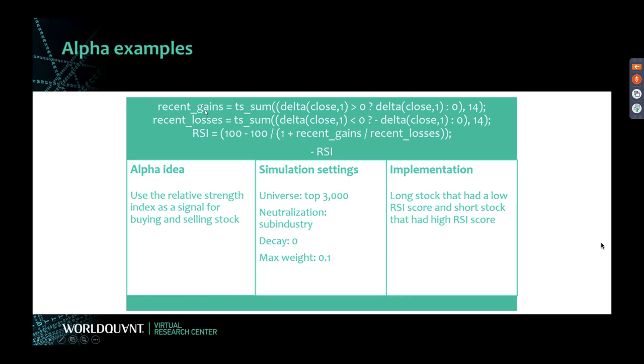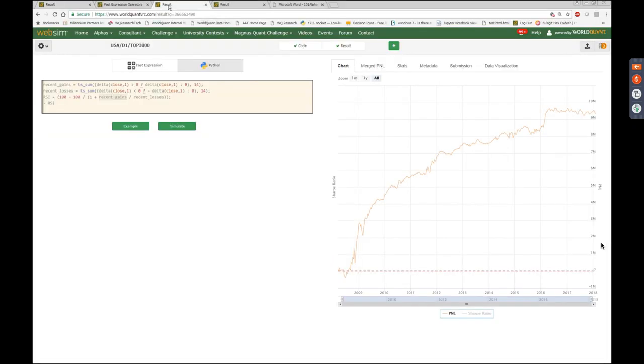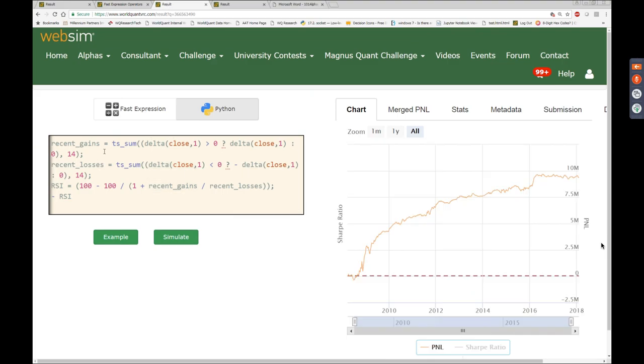So let's take a look at this on Websim. I already typed this because it's kind of long and already simulated it before, so we don't have to wait too long. So the P&L has a familiar behavior: it worked nicely in the past, and it starts to work less nicely in the recent history. So this is a sad thing to see.